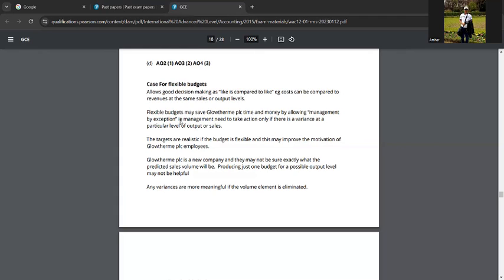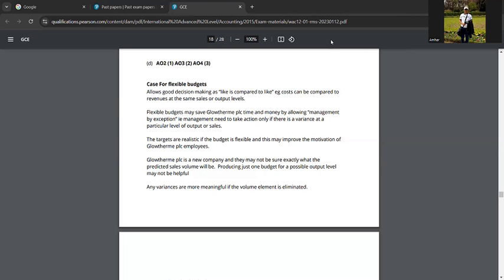And then they are saying flexible budgets may save Glowtherm PLC time and money because they allow management by exception. Do you know what is management by exception? I explained to you earlier. Do you know what that means? Yeah, so management by... shall I explain? Yeah, explain. So it's like when there is a difference between expected and actual results. Okay. So something similar to that, right?